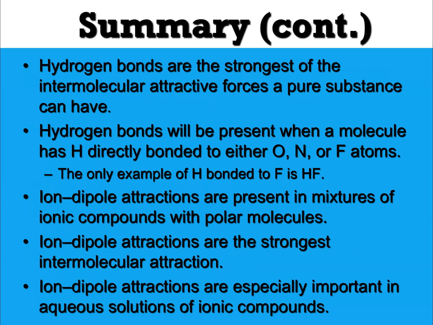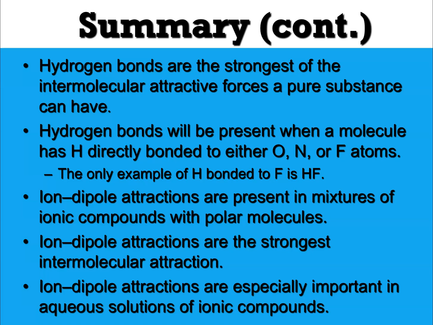We know hydrogen bonds are the strongest of the IMFs. We know hydrogen bonds are present when a molecule has hydrogen directly bonded to oxygen, nitrogen, or fluorine. And again, realize that the hydrogen is attracted to a lone pair on the other atom. The only example of hydrogen bonding to fluorine is HF. Keep in mind, HF is a weak acid. Acids and bases will come up later. Always got to be aware. Acids do not follow all the rules. So just be aware of that one.